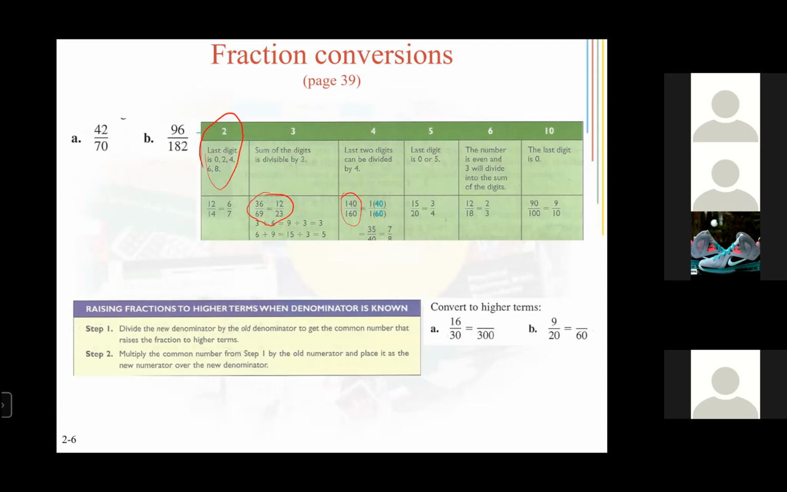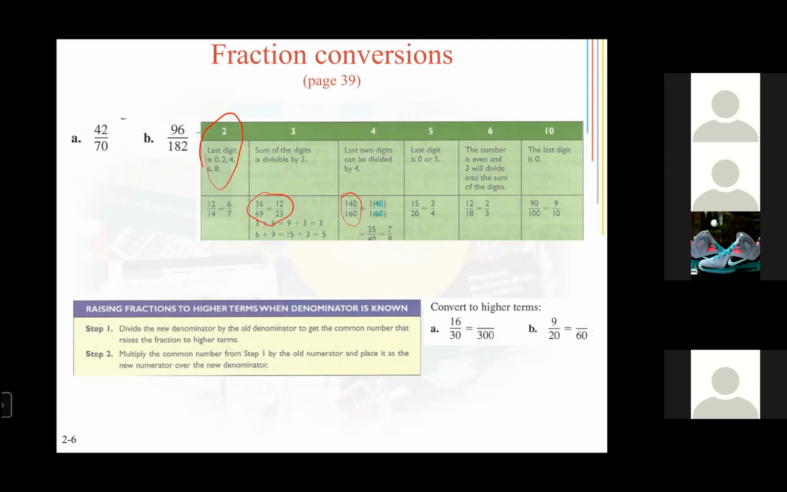Right away, you should know that 40 is divisible by 4, so it means that 140 is also divisible by 4. In the next number, 160, the last 2 digits would be 60. 60 is divisible by 4, so it means 160 is divisible by 4. So any number where the last 2 digits are divisible by 4, the entire number is divisible by 4.